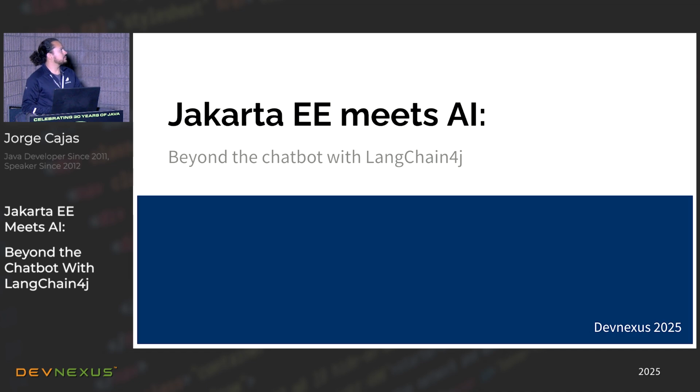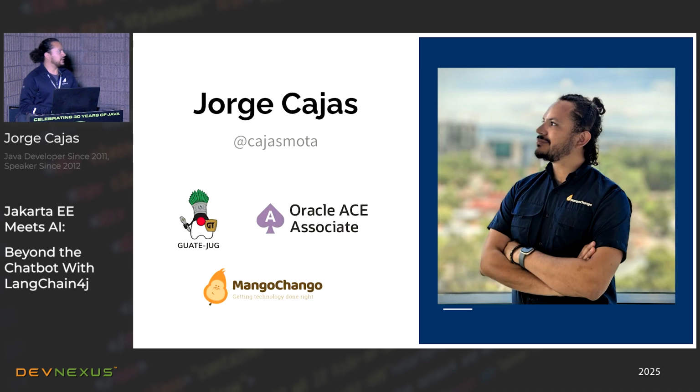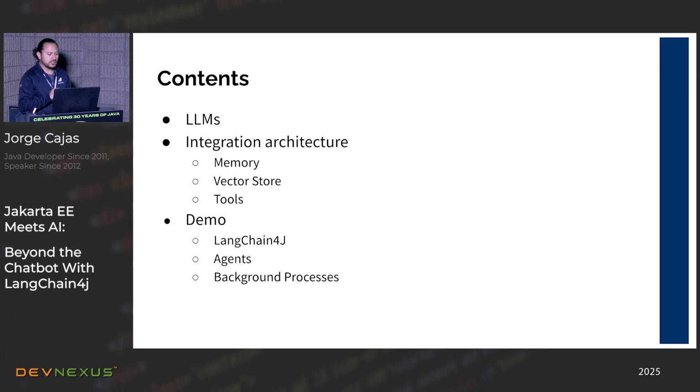Today we're going to talk a little bit about how we can integrate some AI into Jakarta. So my name is Jorge Cajas. I'm part of the Java user group in Guatemala. I'm one of the leaders. Also, I'm an Oracle Ace, and I work for a consulting company.